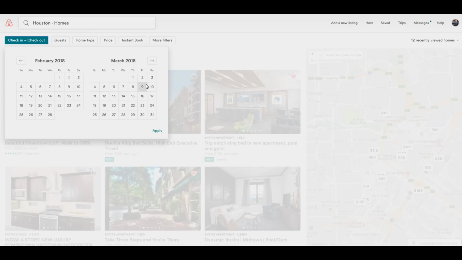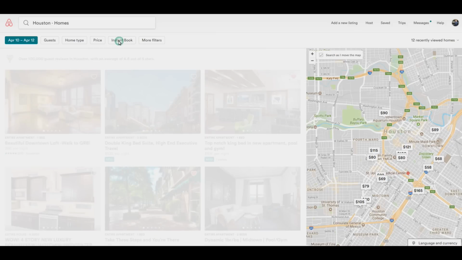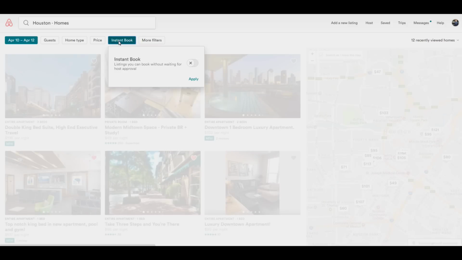We're going to go more than a month ahead of time to increase the likelihood that people will be available. And some people don't allow for single night stays, so we're going to do a 2-night search, instant book on, because that's the only thing that really actually matters, and apply that.